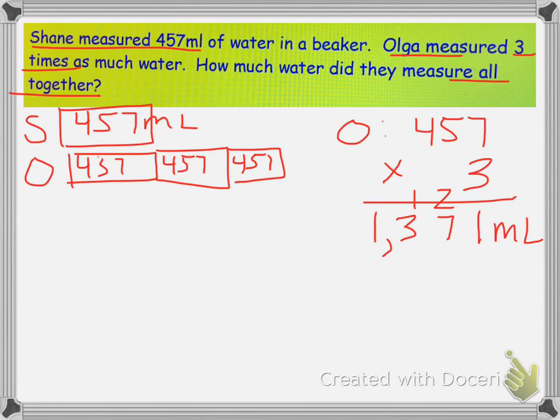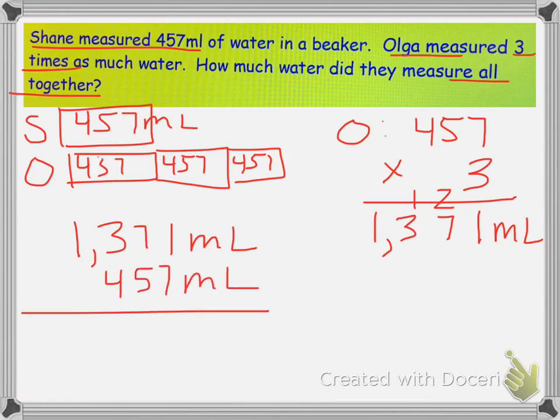So I know Olga now, and now I can figure out how much water they had together by using addition. So here's Olga. Shane has 457, and let's see, 7 and 1 gets you 8, 7 and 5 gets you 12, 3, 4, 4 gets me 8, and 1,000. So 1,828 milliliters. Make sure you write yourself a statement.